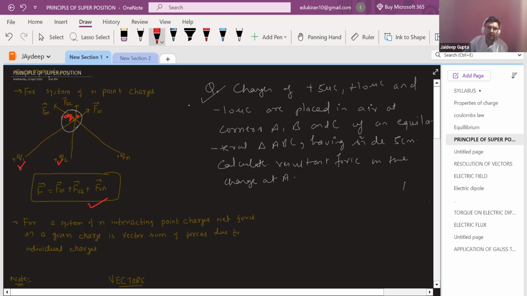If a charge is surrounded by n number of charges, and we have to calculate the net force due to the rest of the charges, then we will calculate the force due to Q1, then due to Q2, and so on up to Qn, and we will sum them up according to the vector law of addition.